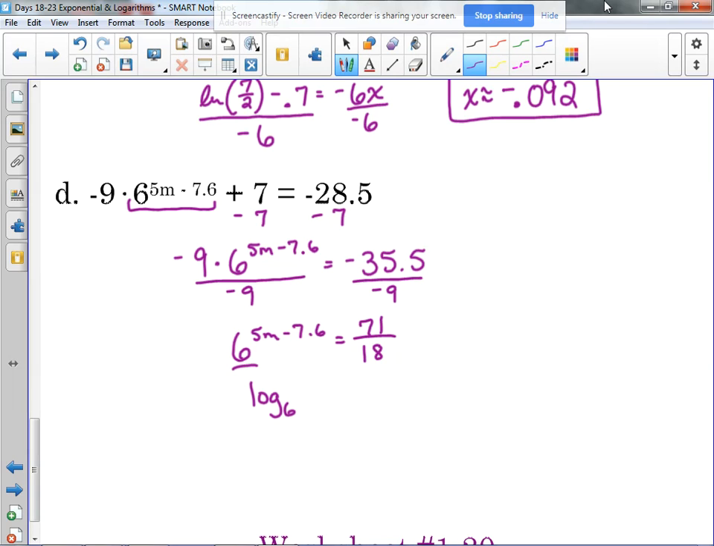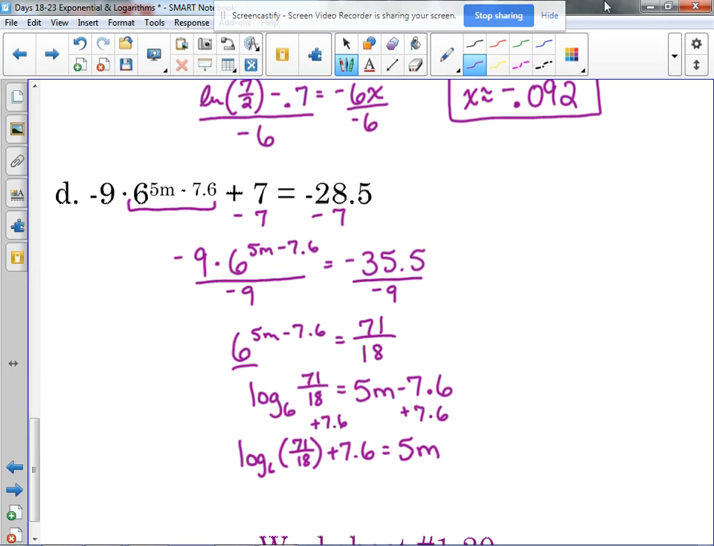We have a base of 6, so it's log base 6 of 71 over 18 is equal to 5m minus 7.6. Then we got a couple more steps to get the variable by itself. Add the 7.6. Again, never, ever, ever changing that 71 over 18. Put parentheses around it just to be safe. And then divide the whole thing by 5. That is our exact answer.